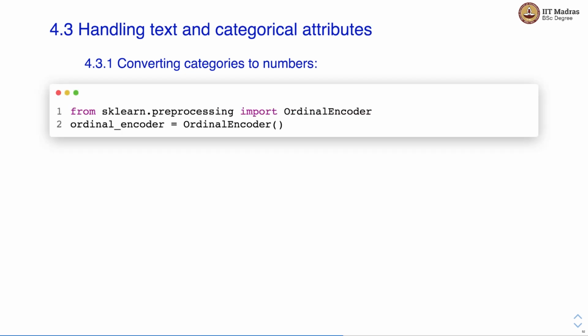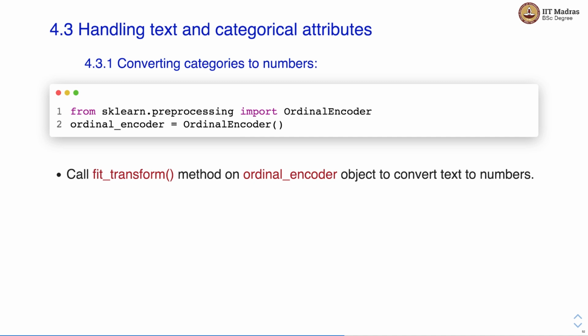Sometimes we might have text or categorical features in the dataset, and we need special handling for these features. Since machine learning algorithms prefer numerical data, what we basically do here is we take these text or categorical attributes and convert them into numbers. Let's look at how to do it. First option is to convert the categories to numbers. We can simply use ordinal encoder transformation for that.